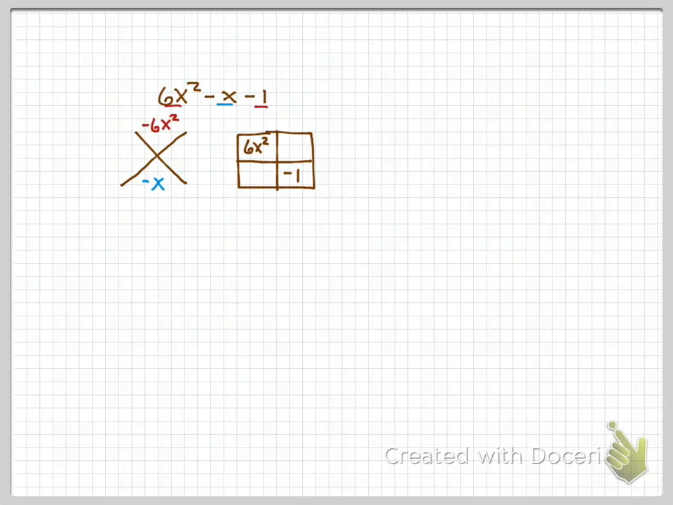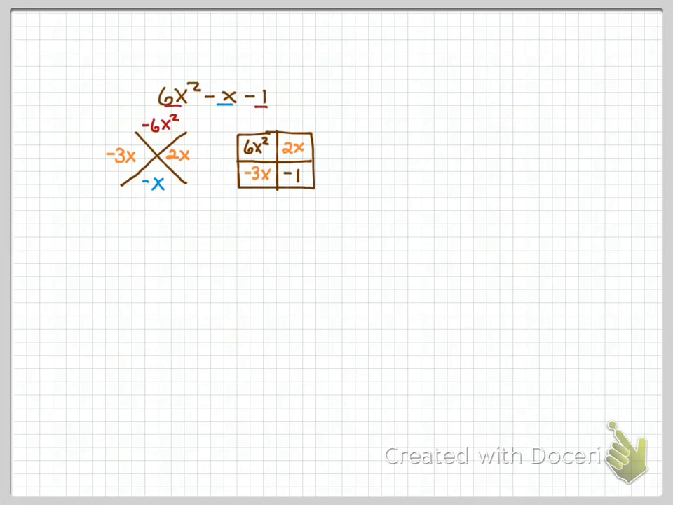Okay, so let's find the two in my diamond problem. I need two numbers that multiply together to be negative 6 and add together to be negative 1. I believe that if I do negative 3x and a positive 2x, if I multiply those together, I do come up with negative 6x squared. If I add those together, I do come up with negative x. So I can put those right in my corners. So I have a negative 3x, and I have a 2x.